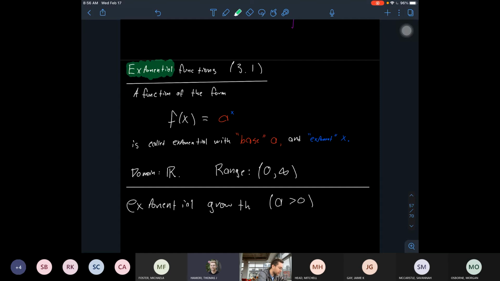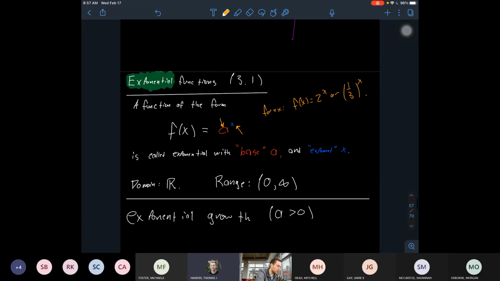So it's a function of the form f of x equals a to the power x. For example, f of x equals 2 to the power x, or 1/3 to the power x. Things like this. So we just have a number, a, to a power, and the power is our independent variable, x. What makes an exponential function exponential is that we have an x in the exponent.